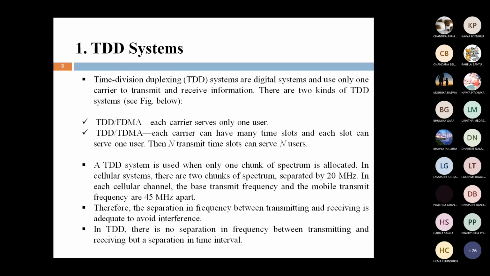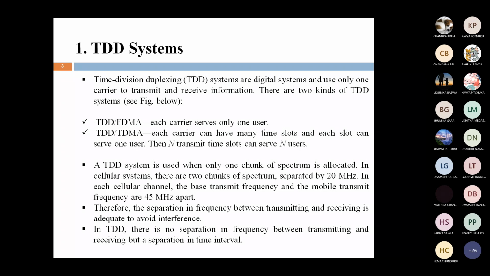The first one is TDD systems. You know the concept of TDD, that is, Time Division Duplex, which is used in digital systems to transmit or receive information using only a single carrier with different time slots. Basically, there are two types of TDD systems, depending upon the multiple access technique: TDD/FDMA and TDD/TDMA. In TDD/FDMA, each carrier serves only one user, fixed for a particular user. But in TDD/TDMA, each carrier can have many time slots, and each time slot can be used by many users.